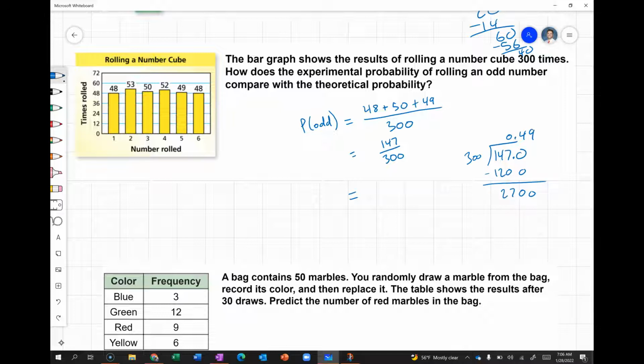and we get 0.49 or 49%. So in this case, our experimental probability was very close to our theoretical probability, which was 50%.